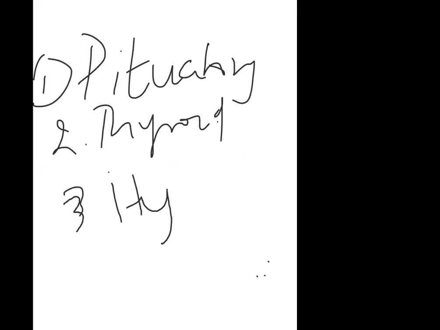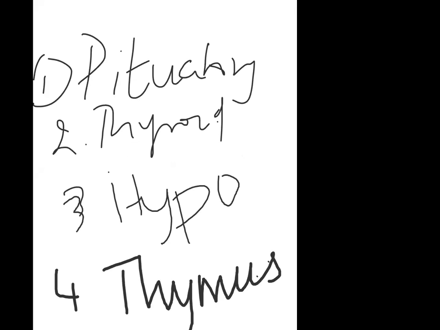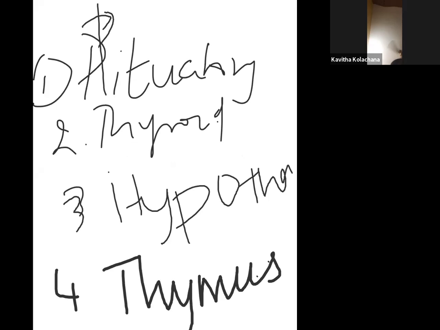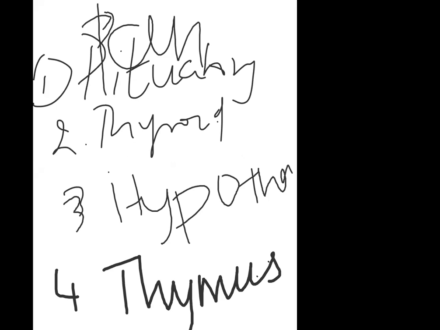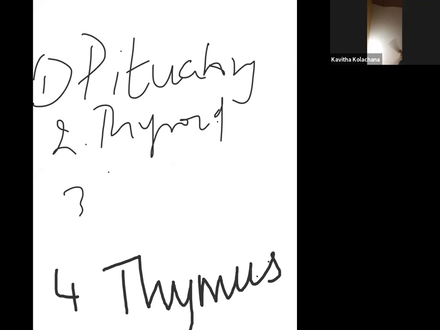Parathyroid, pineal gland, thyroid, thymus. Parathyroid, thyroid, adrenal gland, pineal body, thymus gland. Then you have the ovary and the testis, and then you have the pancreas. Pancreas is also one more. So you have all these glands and hormones, and we'll look at them briefly.